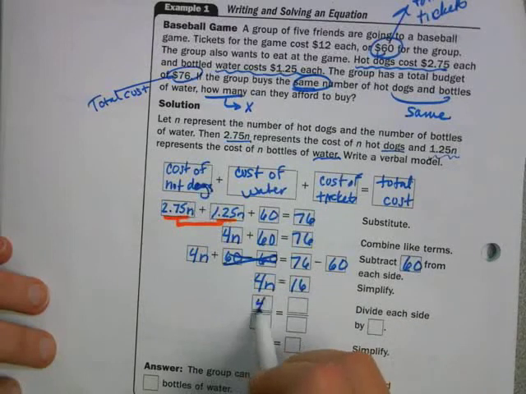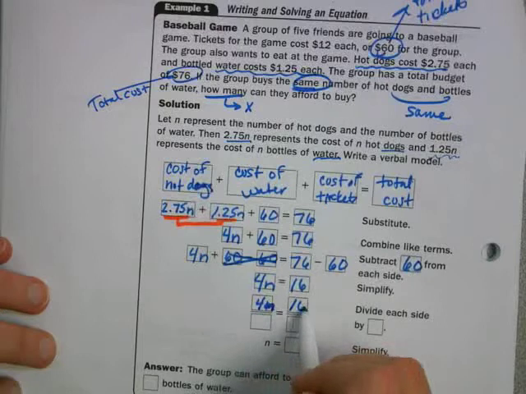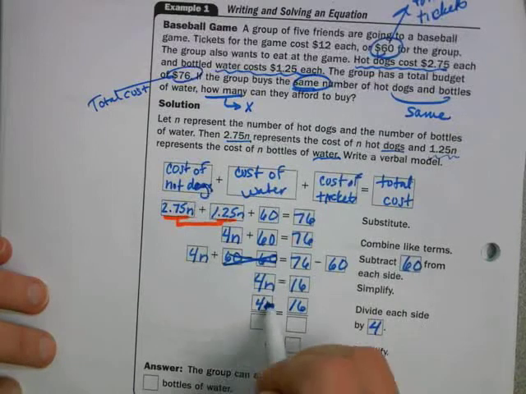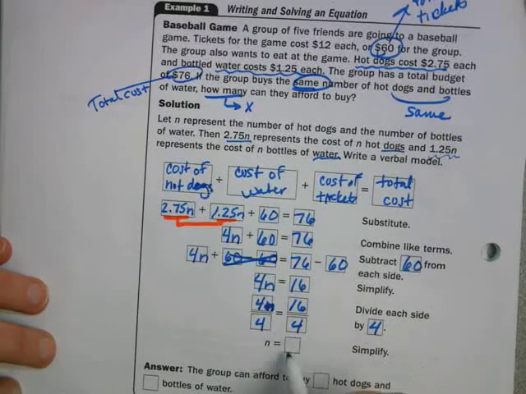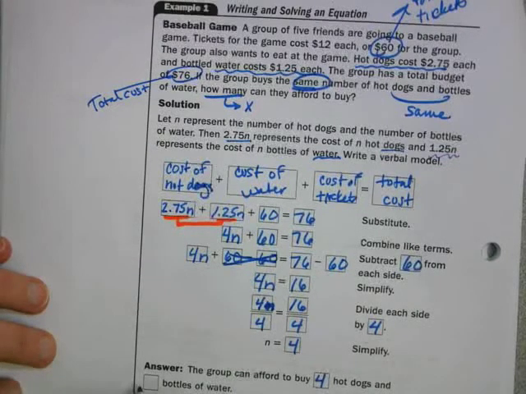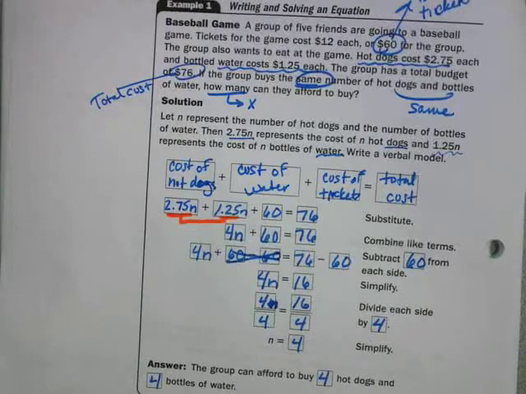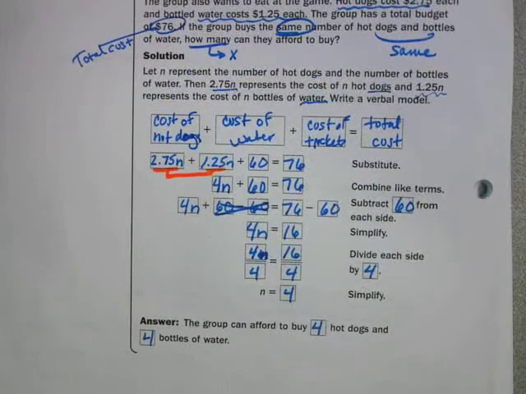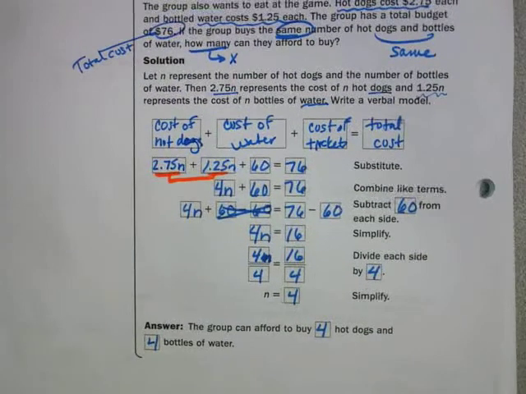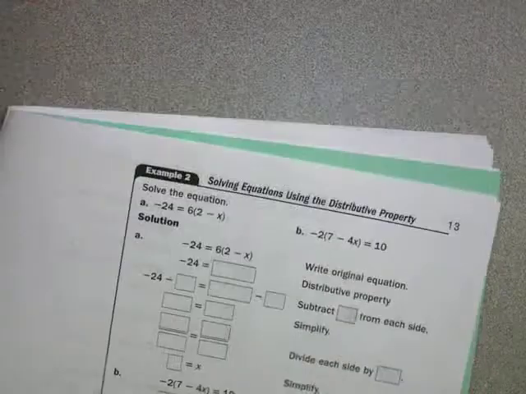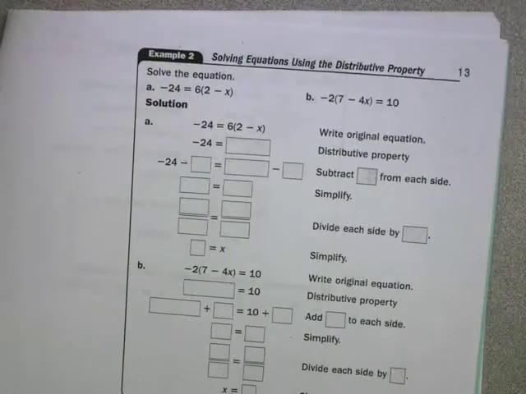They want me to rewrite it so I can show the next step that I'm dividing each side by 4. n equals 4. So the group can afford to buy 4 hot dogs and 4 bottles of water. There's my word answer for my word problem. All right, nice work. So we're going to just practice now some of these problems where we might have parentheses or where we might have more than one variable in a problem.